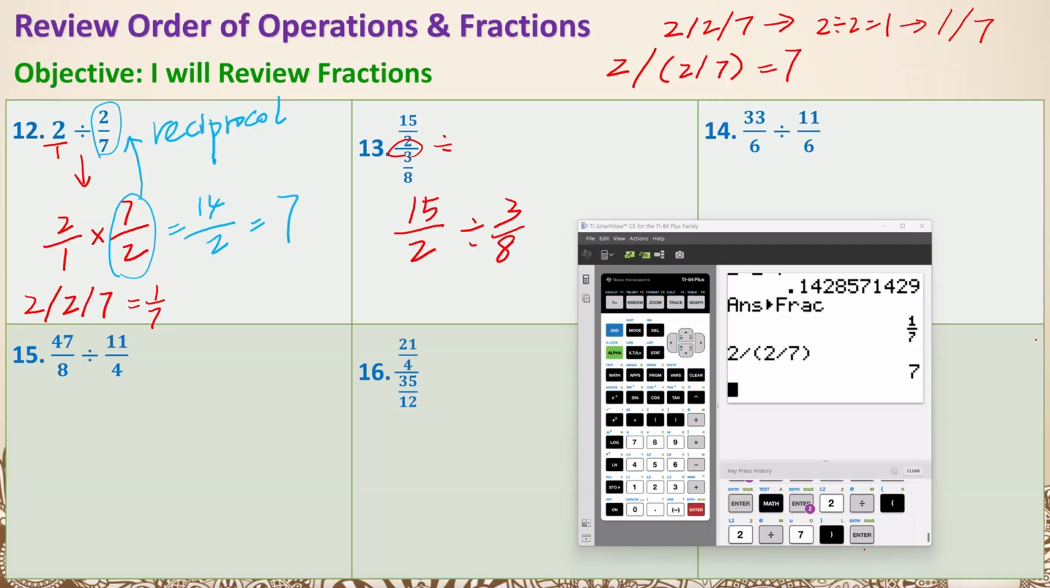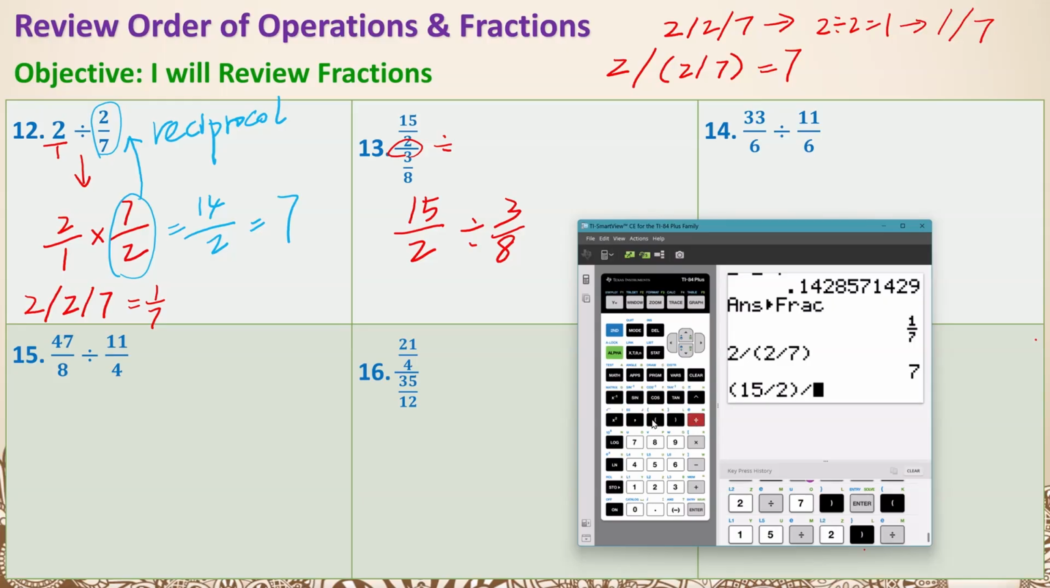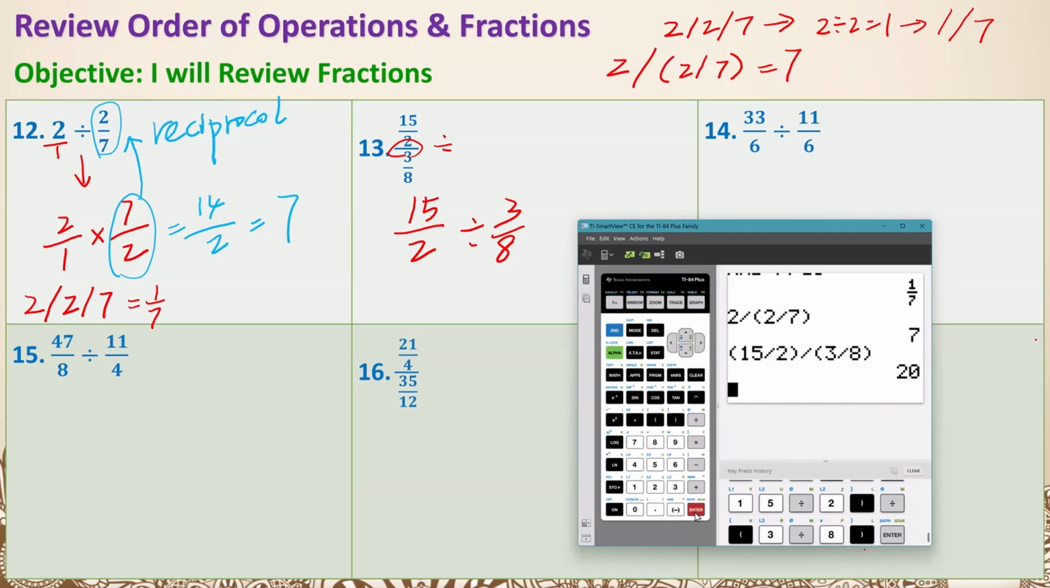We do need to make sure we actually type in the parentheses. So it's going to be parentheses 15 divided by 2, parentheses back, and then divided by parentheses again, 3 divided by 8, and parentheses back. That is going to be 20. So we can also just check by hand: 15 over 2 times 8/3. Again, we got to use the reciprocal for it. We get 120 on the top and 6 on the bottom, which is 20.